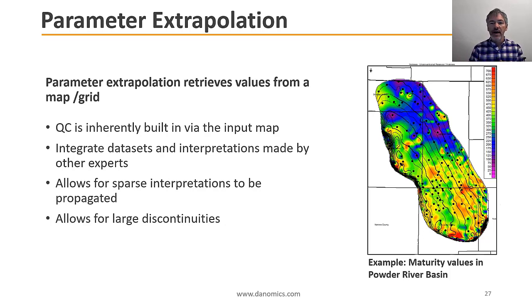For example, this is a map of maturity in the Powder River Basin delivered by my basin modeling team. And so you're able to pull in the very detailed work that they did to get that best-in-class answer for maturity in this case. Also, mapping allows you to take sparse interpretations and propagate those. If you only have a few data points, you can take advantage of gridding methods like kriging or inverse distance to really try to give yourself an answer that is reflective of what's going on in the subsurface.